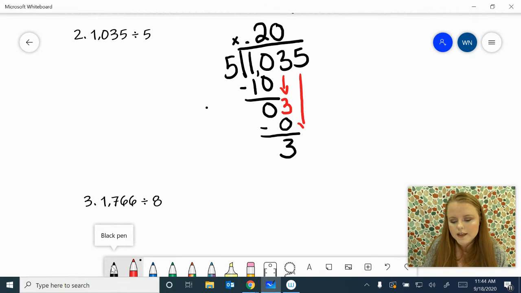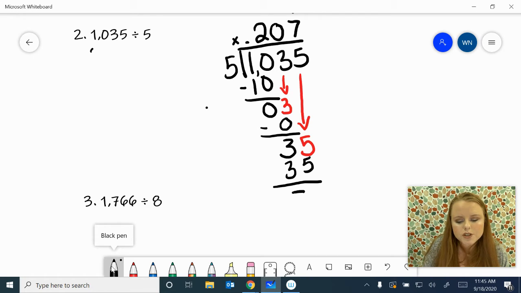Let's bring down that last number. I also see a lot of people that don't draw the arrow. It may seem silly, but it will really help you keep your numbers straight. So try to draw that arrow every time. 5 can go into 35. If I count by 5s, I know that's 7 times. And 7 times 5 is 35. And we have no remainder. So our answer for number 2 is 207. Make sure you work that out correctly and have it written in your notebook. And let's move on to number 3.